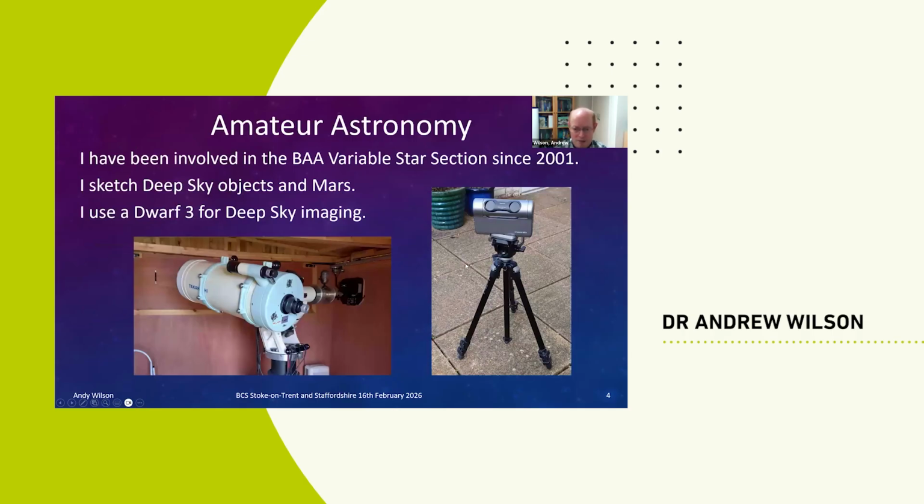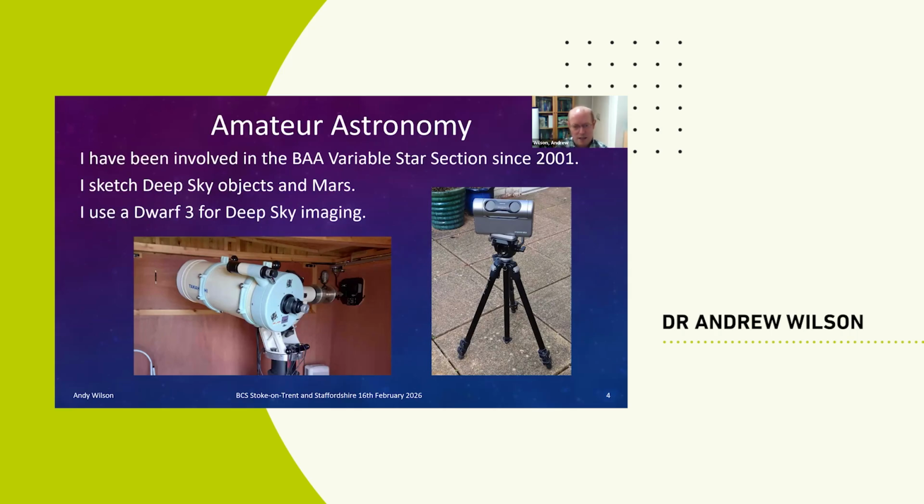I'm also very much an amateur astronomer. The real key difference is amateurs don't get paid, but do it just because we like it, whereas professionals actually get paid, which is more than nice to have. I've been involved with the British Astronomical Association Variable Star Section since about 2001, but also do sketching of deep sky objects. Down the bottom left, you can see a picture of my observatory with my telescope. We actually just use it visually with my eye at the moment. I do things like sketch Mars and deep sky objects, such as clusters, nebulae, and galaxies.